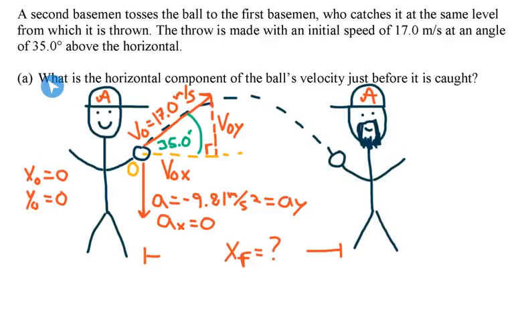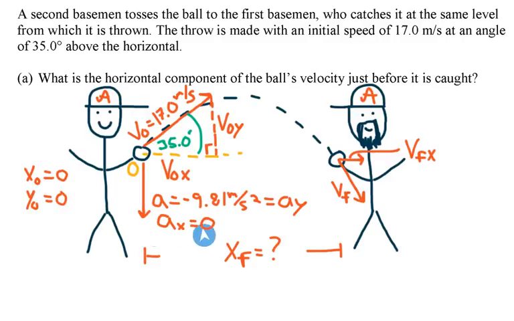We know that for part A, we're looking for the horizontal component of the ball's velocity just before it is caught. So you can imagine that this ball follows this trajectory, and when it gets over here, the final velocity will be pointing toward the fourth quadrant, so that'd be like my VF. And that VF is also going to have an x component that's perfectly horizontal, so the VF x.